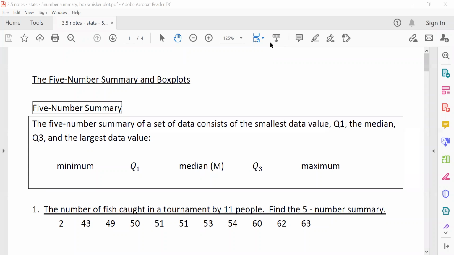So box plots, that's what we're going to be focusing on today. Last time we did the 5-number summary, and the 5-number summary is the minimum, the first quartile, the second quartile, which is also called the median. Remember, the median was another name for Q2. Then Q3, and then finally the maximum.